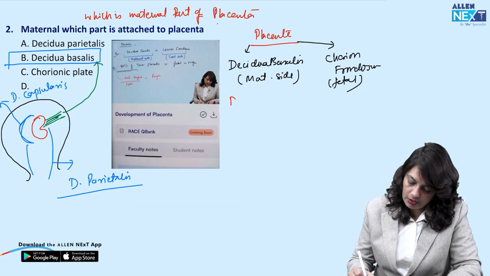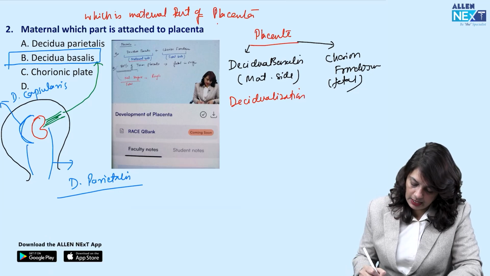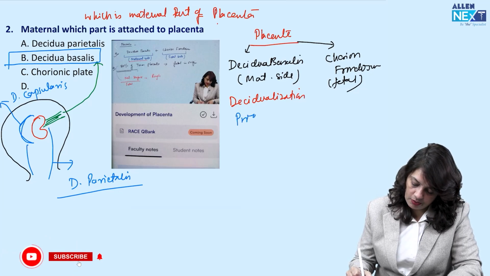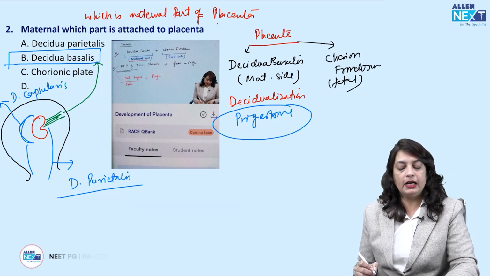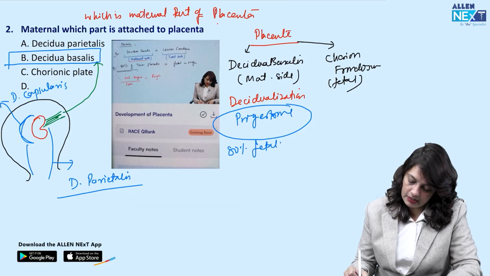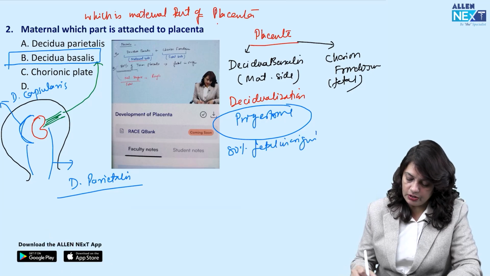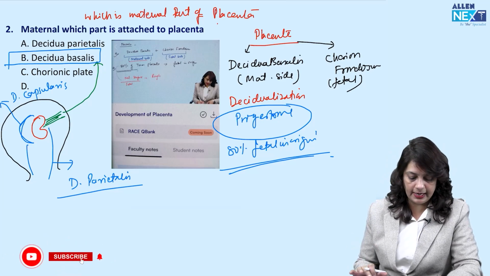Which is the hormone responsible for decidualization? So the answer is progesterone. Progesterone is the hormone that is responsible for decidualization. 80% of the placenta is fetal in origin. Next.